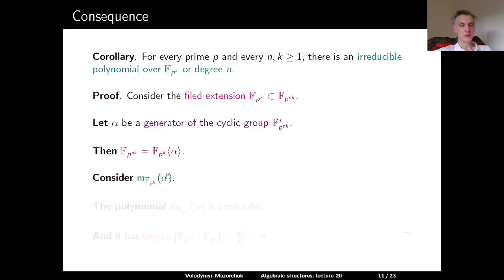Consider the minimal polynomial of this alpha over the smaller field F sub p to the power k. This polynomial must be irreducible because it's a minimal polynomial of an element. And the degree of this polynomial is exactly the dimension of the bigger field over the smaller field. And this is nk divided by k, which is n. And this completes the proof of the corollary.